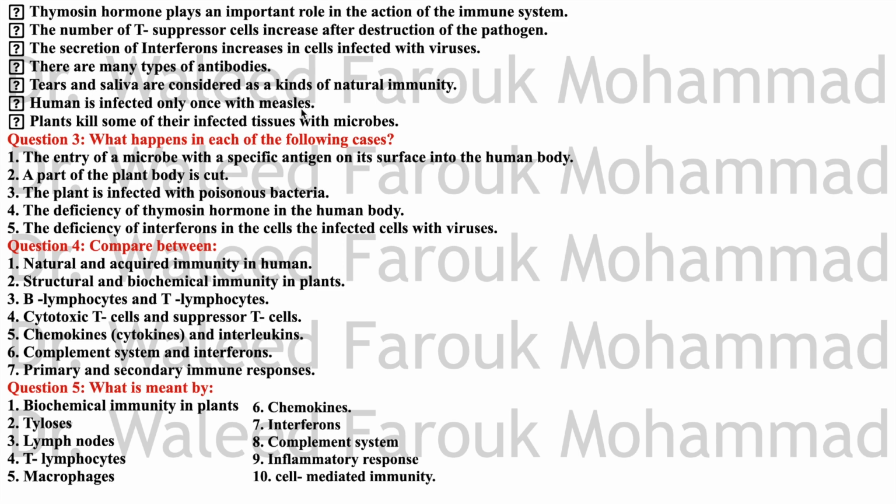Tears and saliva are considered as kinds of natural immunity. They contain substances that lyse the microbes, so they protect the eye from the microbes in case of tears, and in case of saliva it contains substances that kill microbes due to dissolved enzymes. Human is infected only once in the measles.